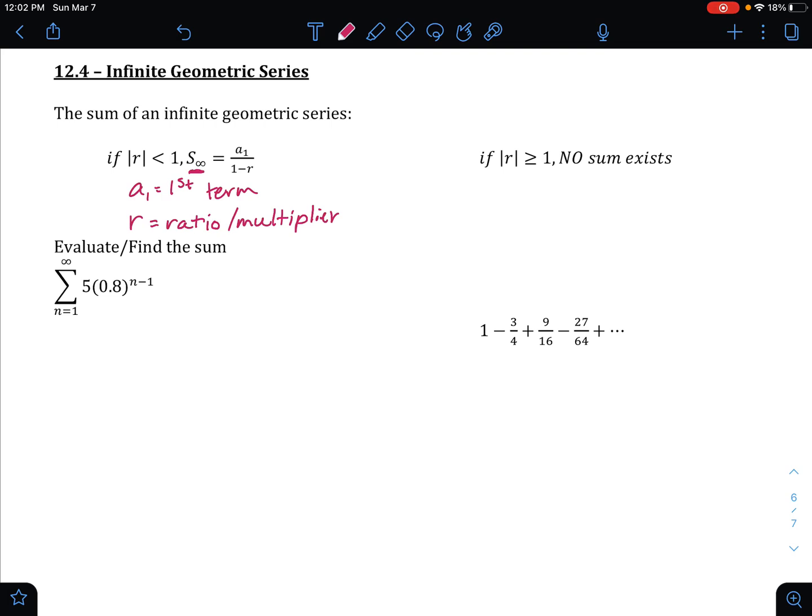If the absolute value of that r, that ratio, is greater than or equal to 1, then no sum exists. So we would just say it DNE, or does not exist. If that r value is 1 or bigger, it doesn't work.